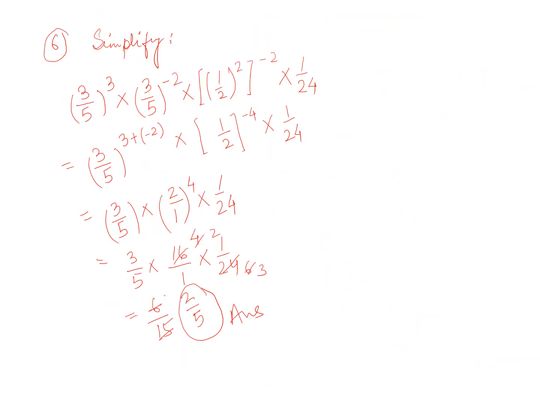Question number 6, I thought of asking you as a homework, but then I did it just to make you more comfortable. Now the question is, again you have to simplify (3 by 5)to the power 3 into (3 by 5) to the power minus 2 into, in the big bracket, inside the small bracket, (1 by 2 to the power 2) whole to the power minus 2 into 1 by 2 to the power 4. Now don't get worried here, you will think, oh my god, so many numbers are there. Just check which all numbers have same bases.